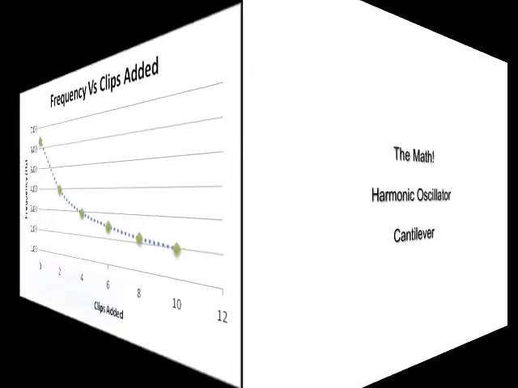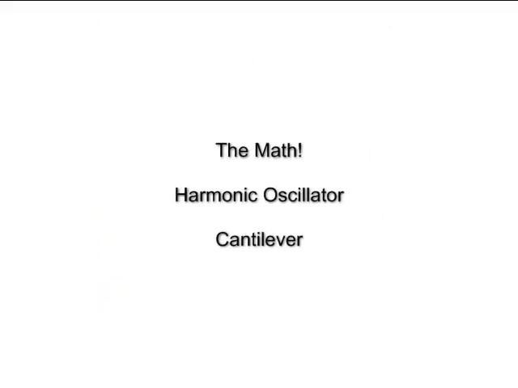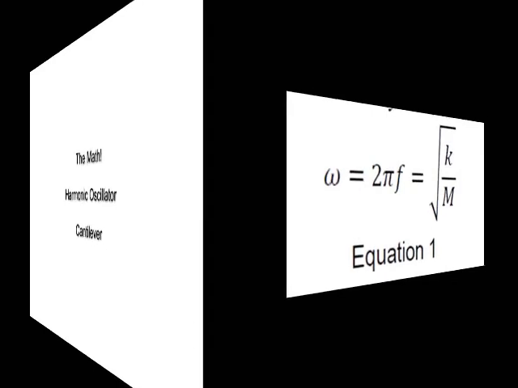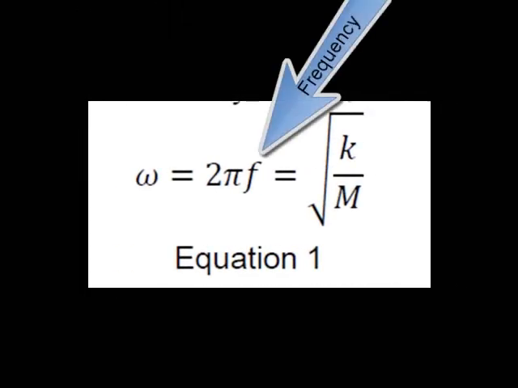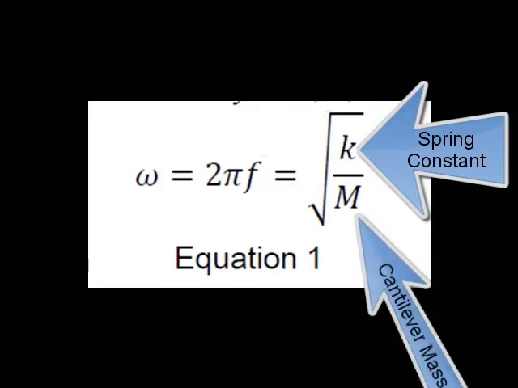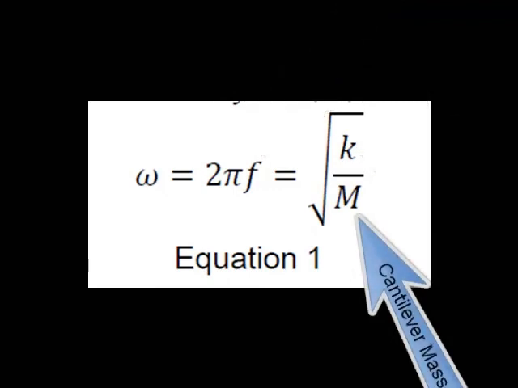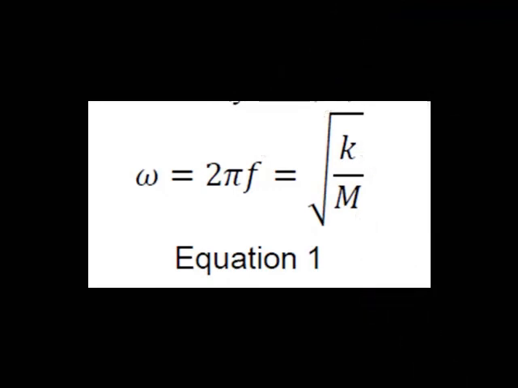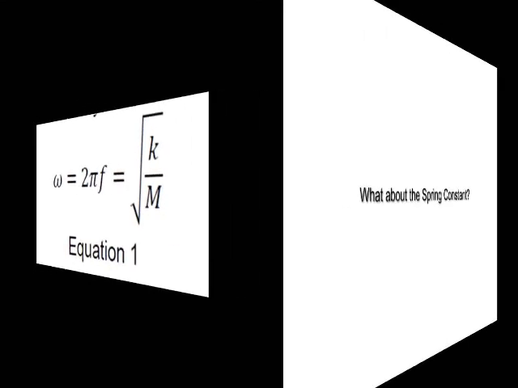So here's a recap of the math for the harmonic oscillator, or cantilever in this case. Here we've got omega is equal to 2 pi f, the frequency, which is what you measure. K and M are the spring constant and cantilever mass respectively. So that's the general formula, and you probably learned that in physics. But what about this spring constant? What the heck is that?